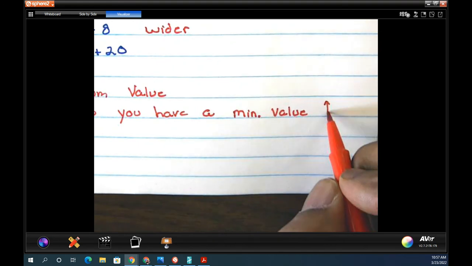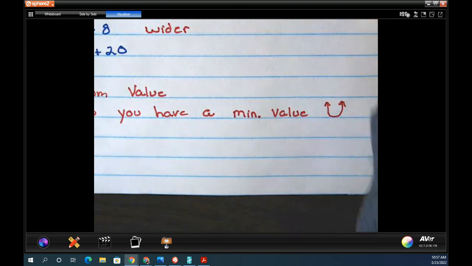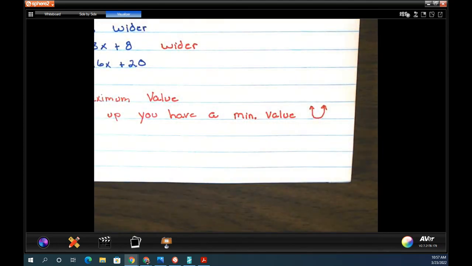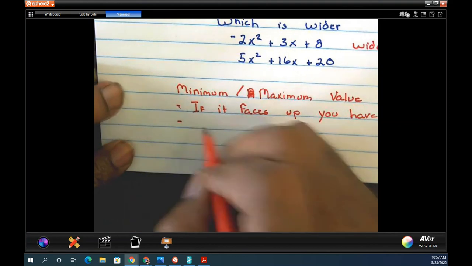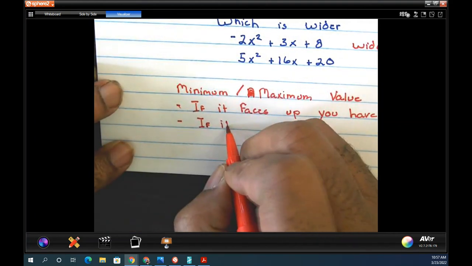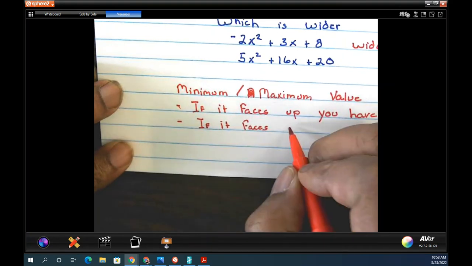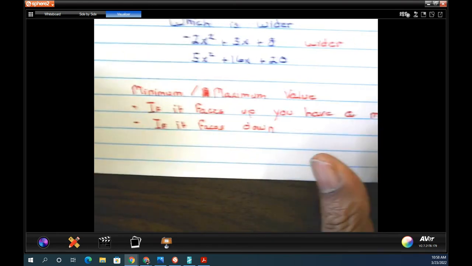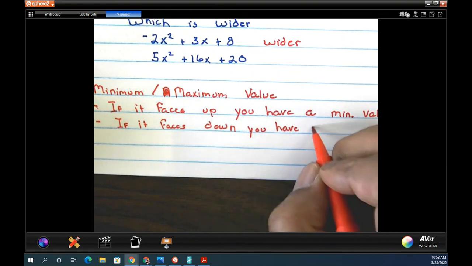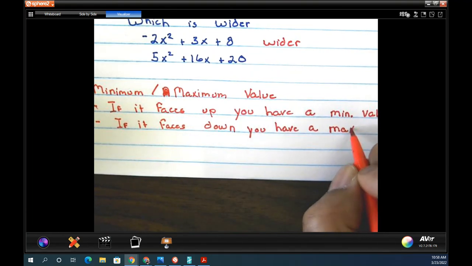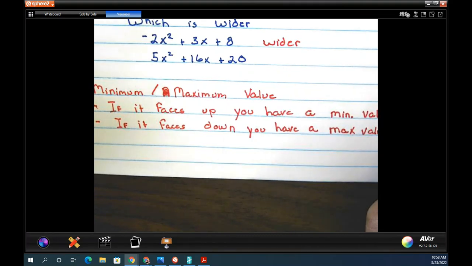That's facing up. You have a minimum value, and it's right here at the vertex. And we'll talk more about the vertex tomorrow, when we put in the parts of a parabola. This all goes together. There's two parts to this. Now, if it faces down, what type of value do you have? Maximum. If it faces down, you have a max value. That's it.